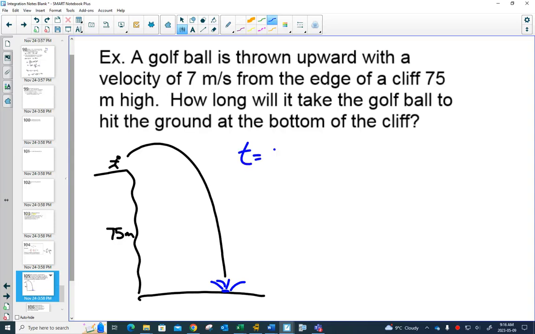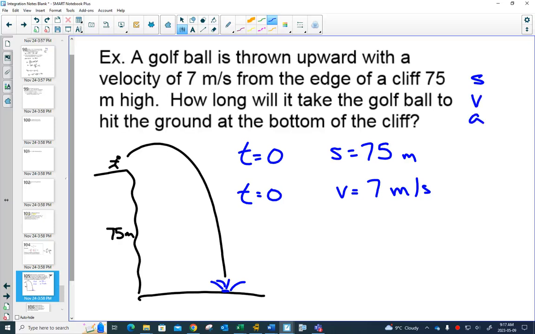So at time 0, the displacement is 75. We know an initial velocity. So at time 0, the velocity is 7 meters per second. The fact that that's positive means that the ball is being thrown upwards. And of course, the only information we have from calculus and kinematics is the relationships between them.